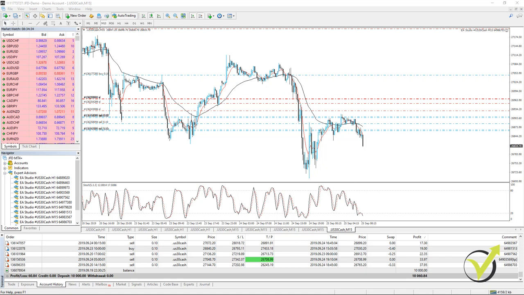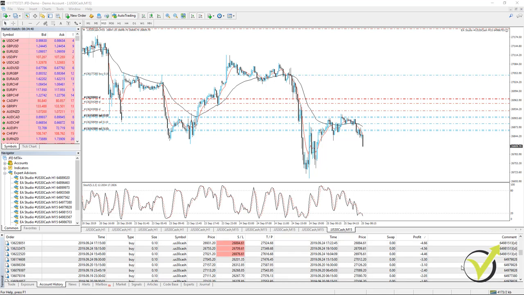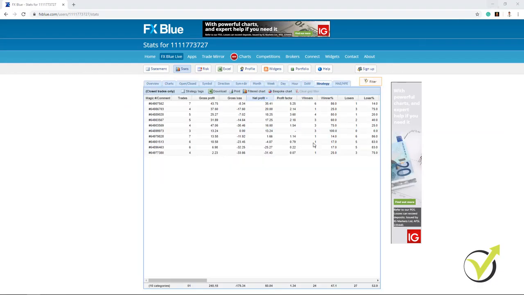And as you can see already I have $60.84 as a profit in the account and I have more trades open and closed. So let's have a look at what we have in FX Blue.